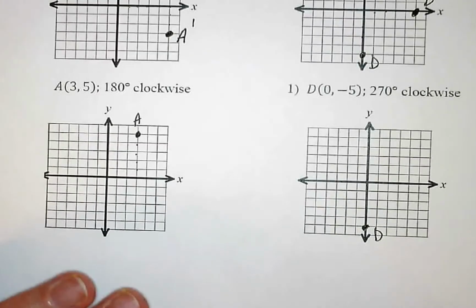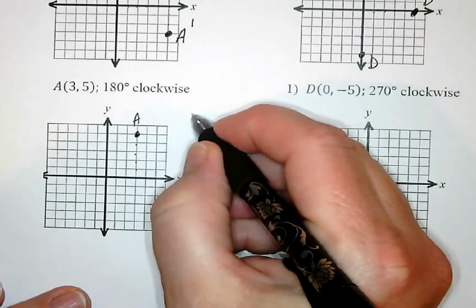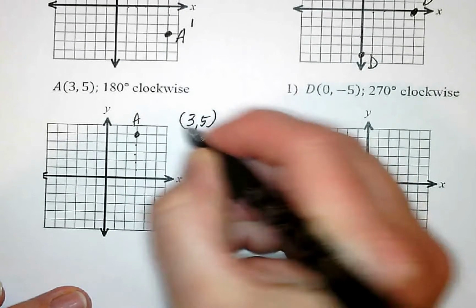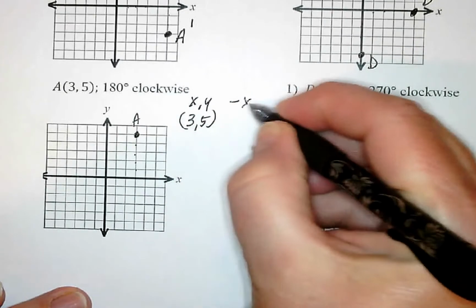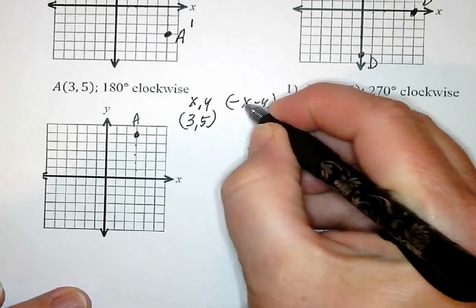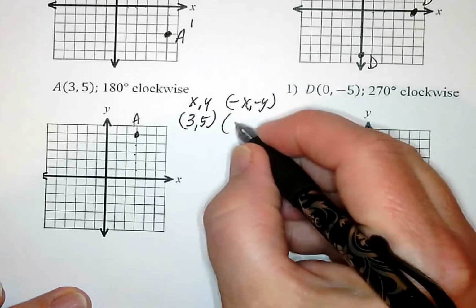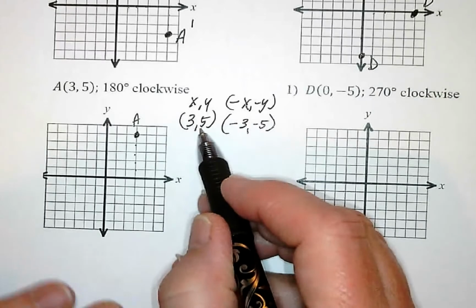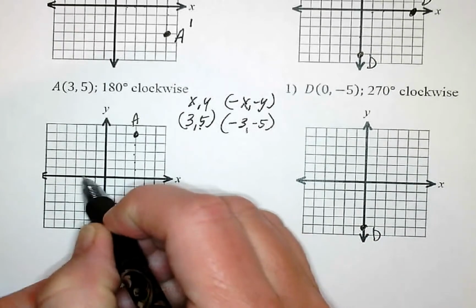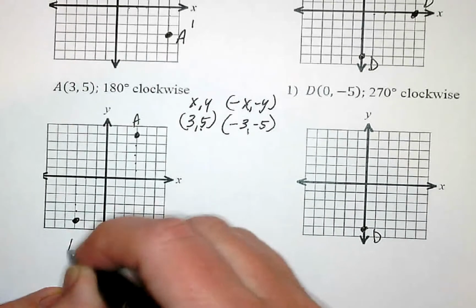Point A is at 3,5. Okay, it wants me to go 180 degrees clockwise. So I'll start with 3,5 as X, Y. 180 degrees clockwise is opposite X, opposite Y. Again, you can check the chart up there. So my X and Y aren't switching around this time. It's -3, -5. Opposite, opposite. So -3, 1, 2, 3, 1, 2, 3, 4, 5. Here's my A prime.